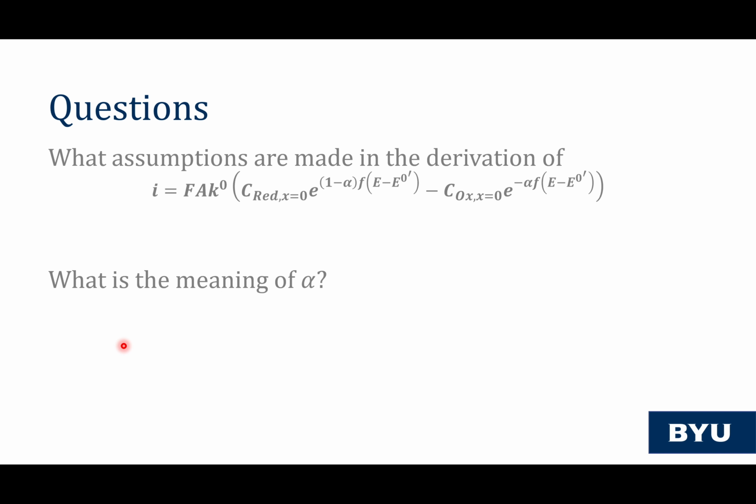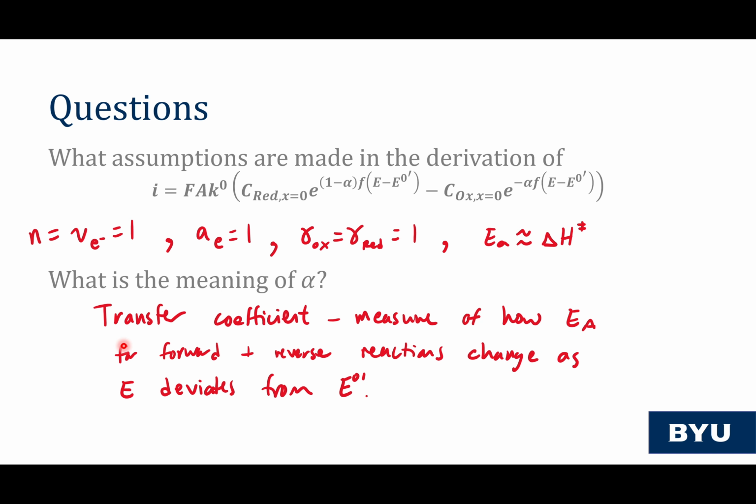Okay, great. So we have this expression, and what I want you to do now is go ahead and pause the video and answer these two questions. And in a few seconds, I will give you my answers for them. Okay. What assumptions are made in the derivation of our expression that's relating the current, the equilibrium rate constant, and potentials?